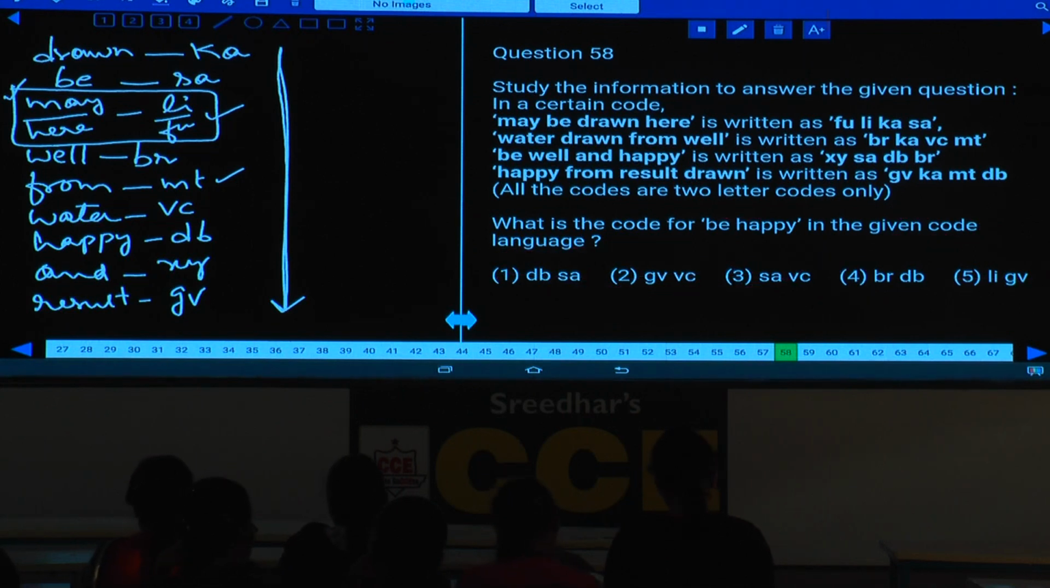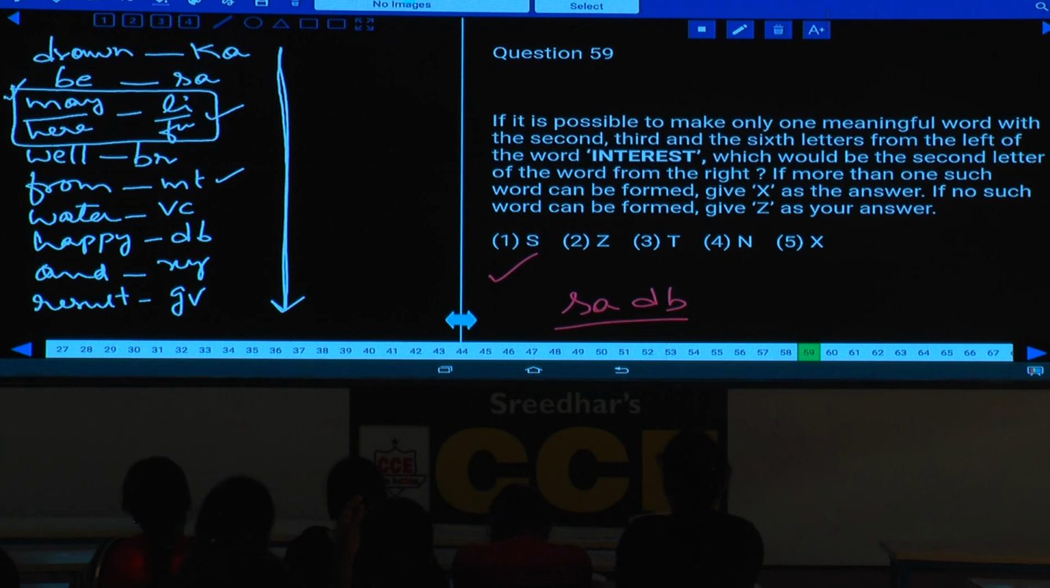Now question number 58. What is the code for be happy in the given code language? Be happy. B is SA and happy is what? Happy is DB, and the code to this one is SA, DB in any order, DB, SA, choice 1. Question number 58, choice 1. Then 59.